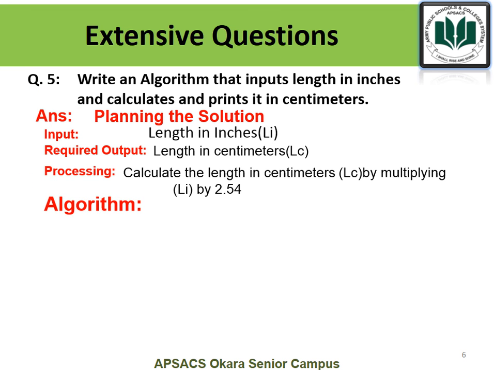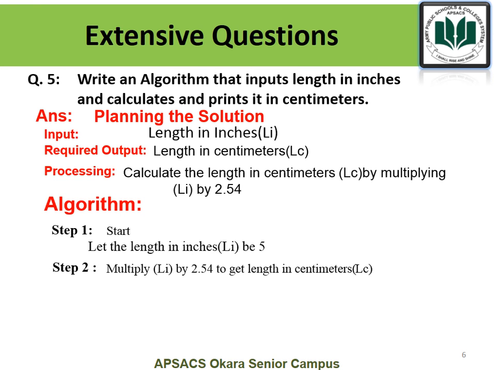Let's start with the algorithm. Step 1, start. Let the length in inches li be 5. I have taken the value 5 for length in inches; you can take any value. Multiply li by 2.54 to get the length in centimeters. The value of li is 5, so 5 multiplied by 2.54 gives the answer lc. That will be your output, and it will end your problem. Now the last step, stop.